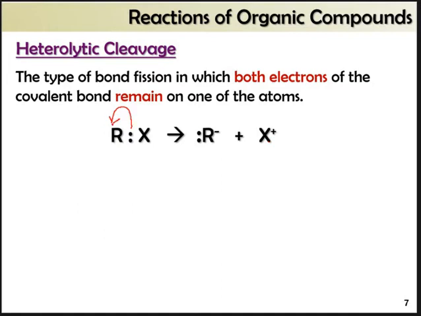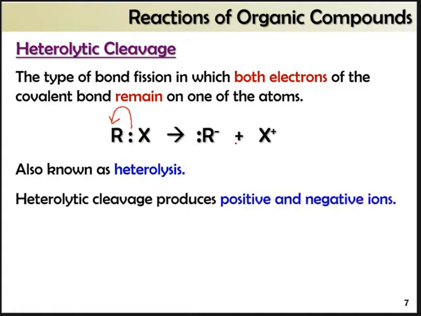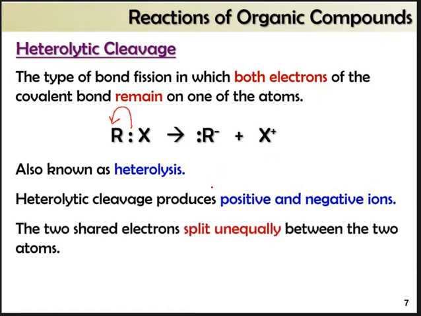The arrow here is a full-headed arrow, because both of the electrons are transferred. Also known as heterolysis, heterolytic cleavage produces positive and negative ions, an anion and a cation. The two shared electrons are split unequally between the two atoms. One atom gets both electrons and the other gets nothing. That's why the positive is here and the negative here, because the R atom has more electrons.